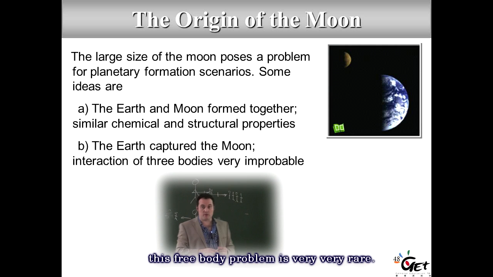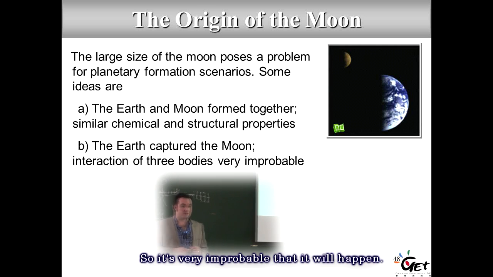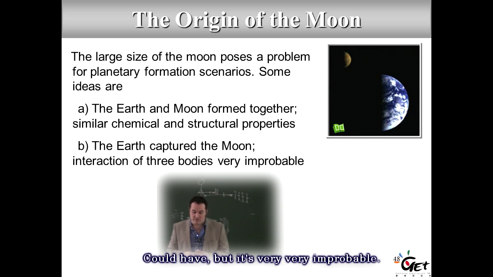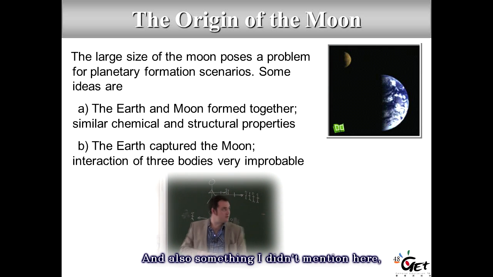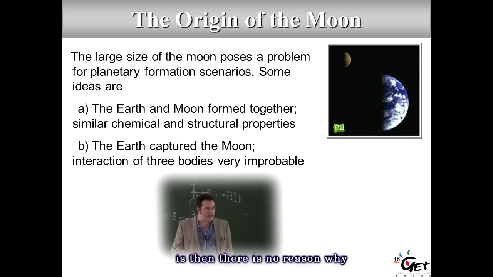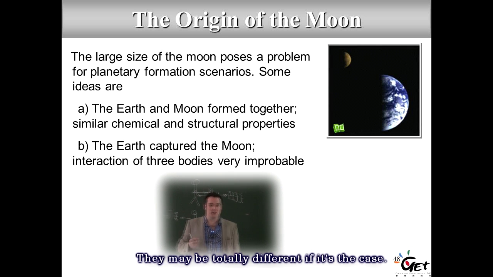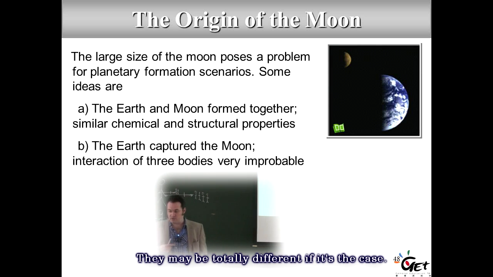And if you do a bit of gravitational study on that, this three-body problem is very, very rare. So it's very improbable that it would happen. It could have, but it would be very improbable. And also, something I didn't mention here is that then there's no reason why you would have similar chemistry between the Earth and the Moon. They may be totally different, if that's the case.